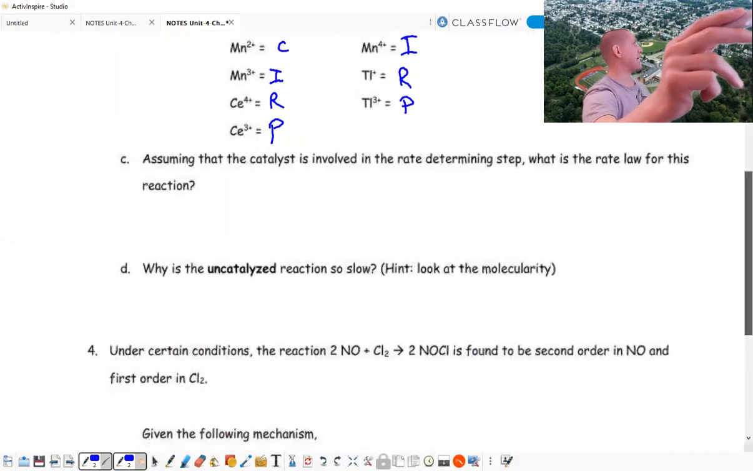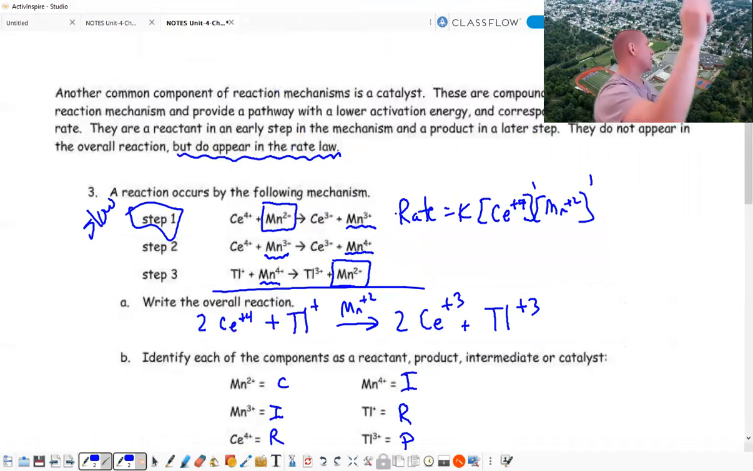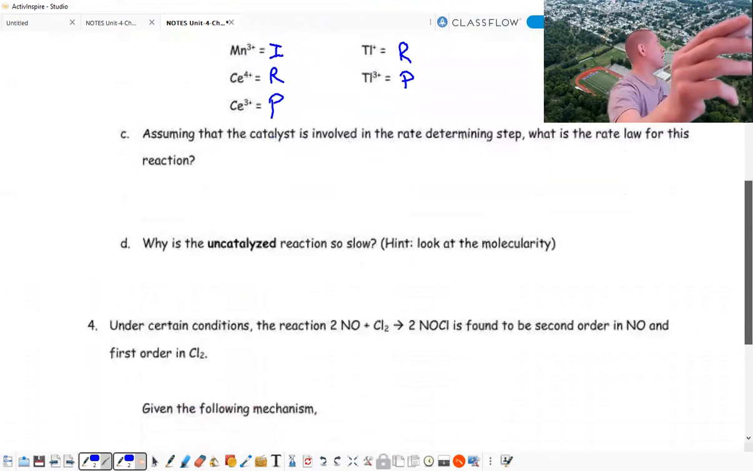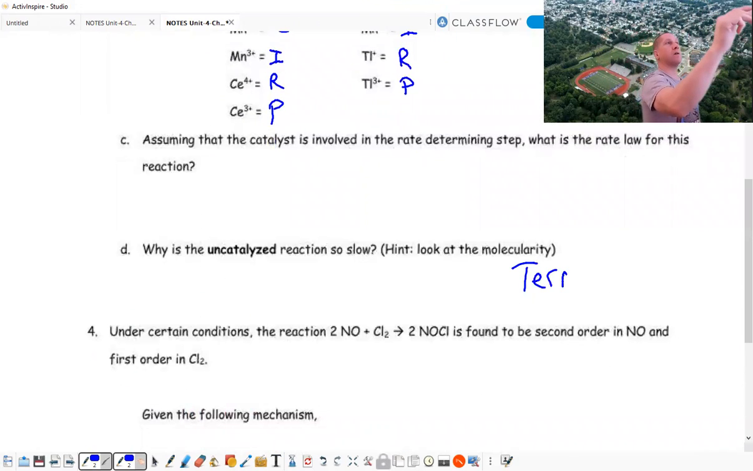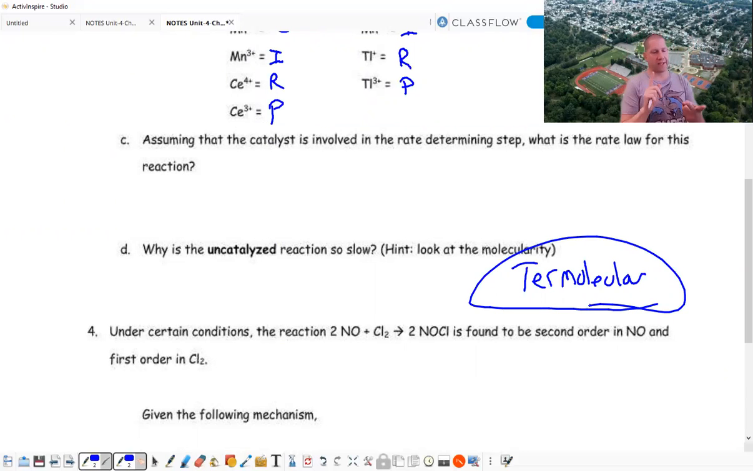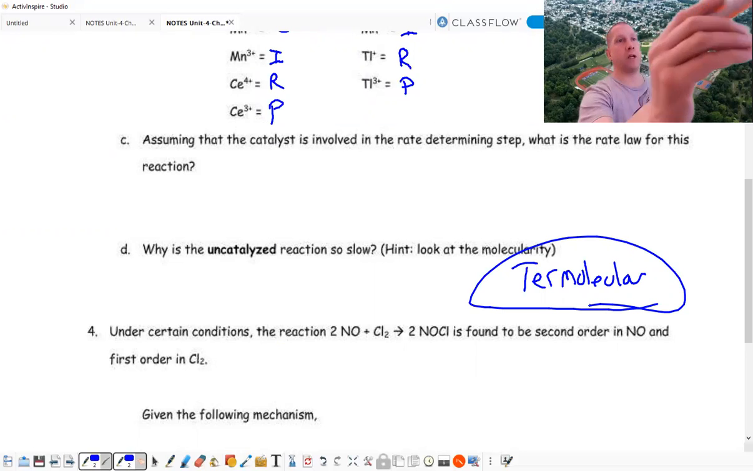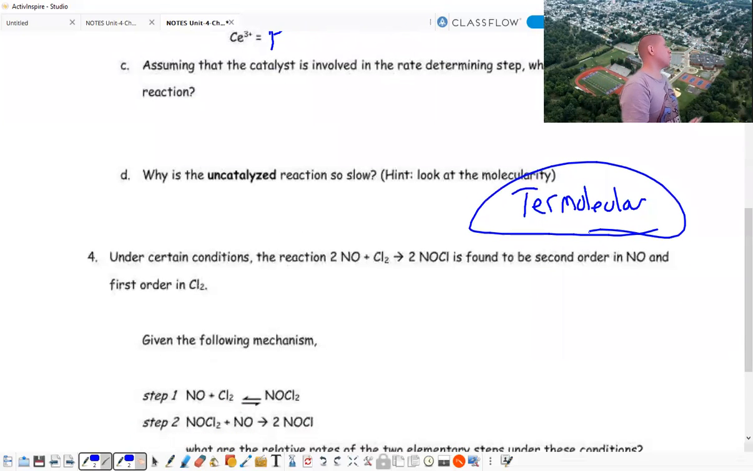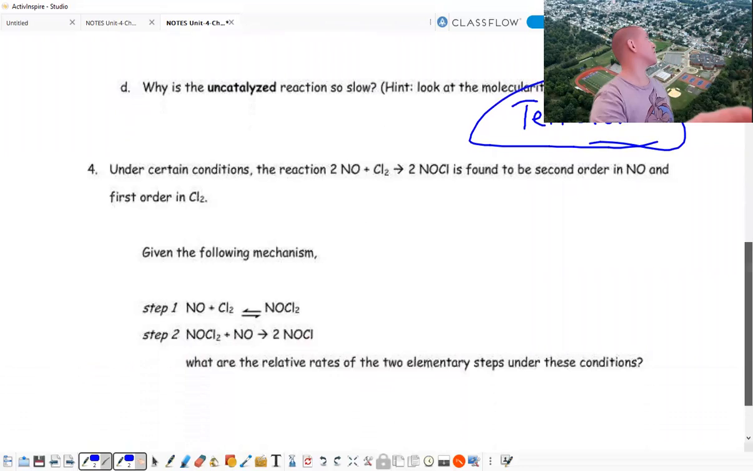Why is an uncatalyzed reaction so slow? Well, look at the reaction. It is termolecular. You have to have 3 molecules hitting with the correct orientation with enough energy to make the reaction happen in one step, but it doesn't. It happens in a series of steps.